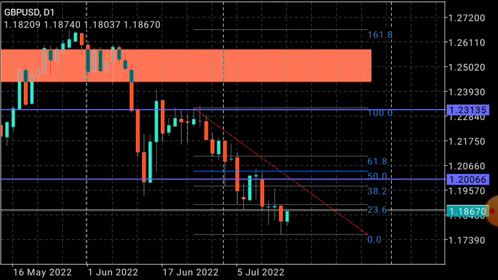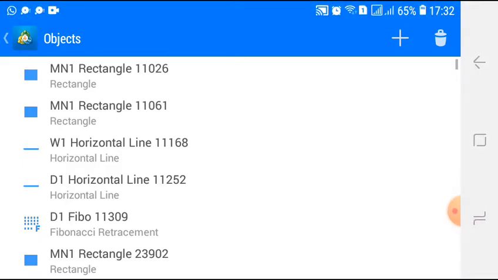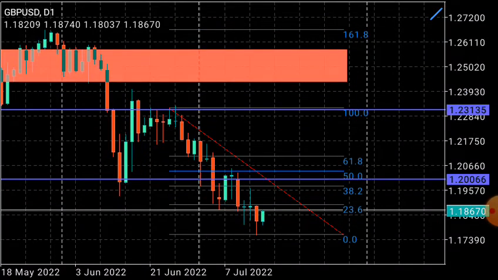Okay. So on the pound, I'm looking for more sells. I'm looking for a downtrend continuation to the downside. So I'm anticipating that the market would rise to 50%.